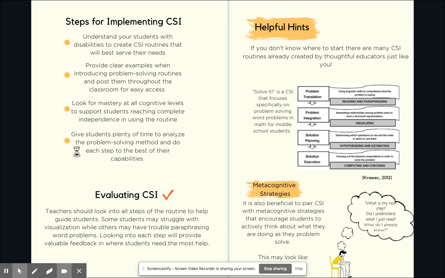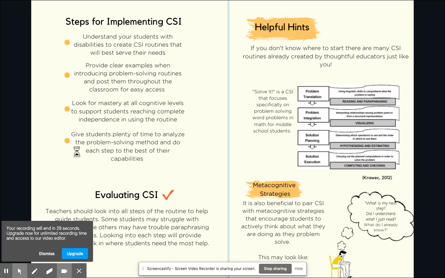Look for mastery at all cognitive levels to support students reaching complete independence in using that routine. So whatever your steps are, really make sure that you take the time to discuss with your students where they might be having trouble, pinpoint that place, and then help them get past that barrier. Give students plenty of time to analyze the problem-solving method and do each step to the best of their capabilities. Don't rush the CSI process. Really let students work on it at their own pace, and then eventually they'll be able to get it on their own and finish the problem in no time.